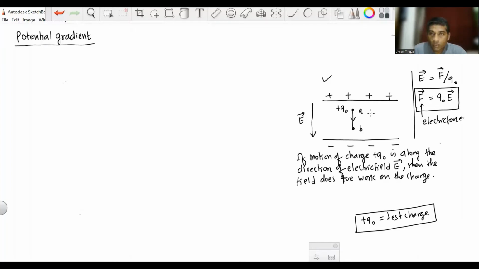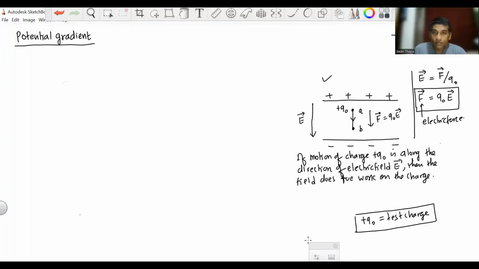Now the electric force experienced by plus Q naught is acting in downward direction. So this is the direction for electric force experienced by charged particle plus Q naught at point A. We are starting from A. So A is the initial point and B is the final point inside the electric field.